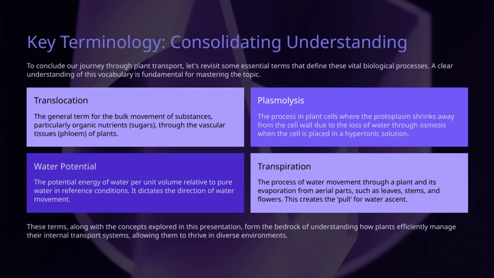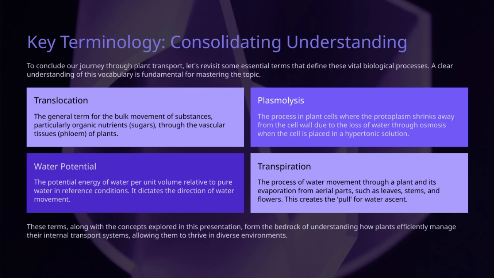Now, moving on to water potential, which is the measure of the potential energy of water per unit volume compared to pure water under reference conditions. Water potential essentially dictates the direction in which water moves, flowing from areas of higher to lower potential energy. Finally, translocation refers to the bulk movement of organic substances, primarily sugars, through the plant's vascular tissues, especially the phloem. This process ensures that energy-rich compounds reach all parts of the plant, supporting growth and development.